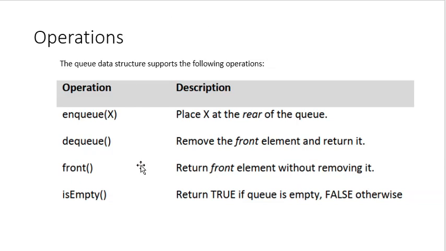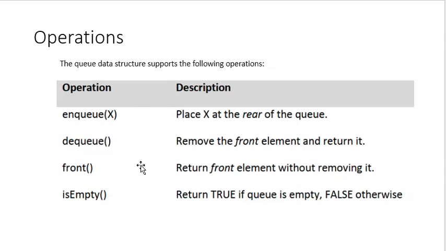So the front should be known, that which is the front, because we have to remove it. And then the operation is empty, which returns true if the queue is empty, false otherwise.